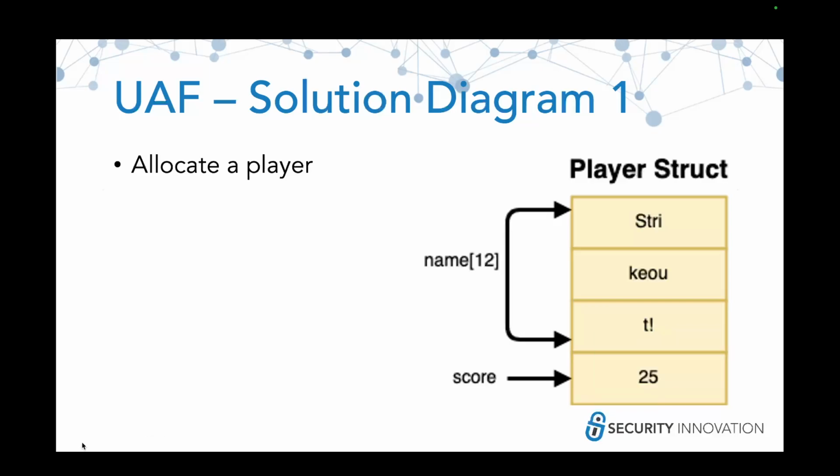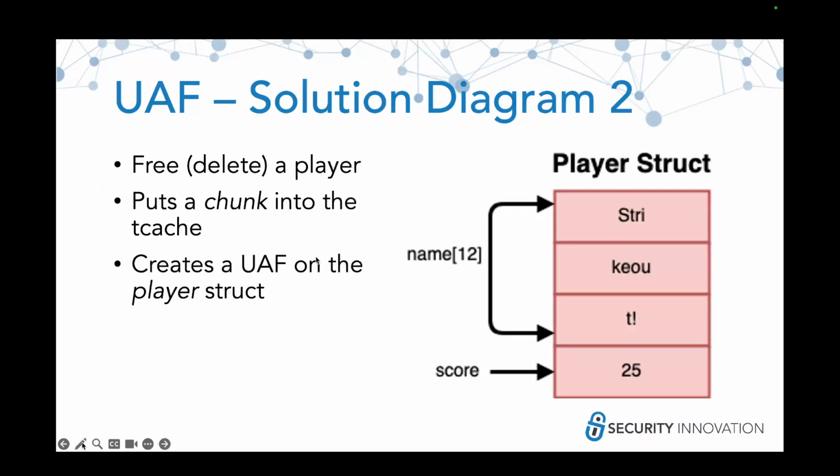So first, we need to allocate a player. This creates a data structure of 16 bytes that's going to have the name and the score. After that, we need to free the player. When we free the player, it puts a chunk into the T-cache, but it keeps the reference to the player pointer that I showed you in the exercise guide to begin with.